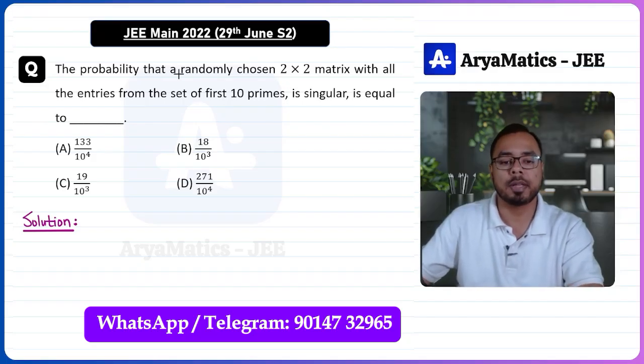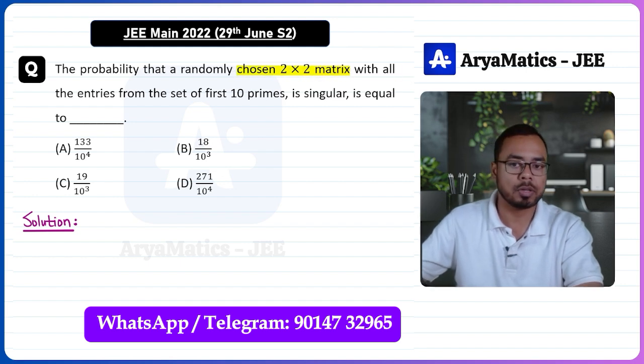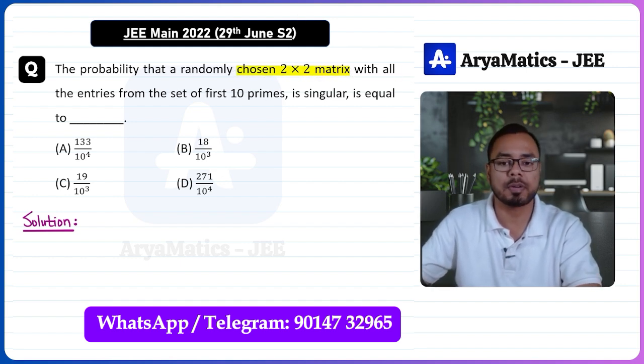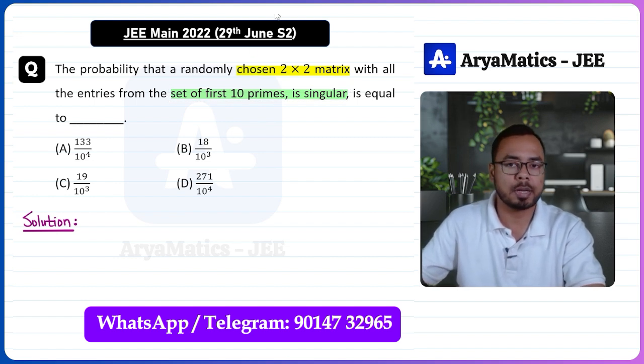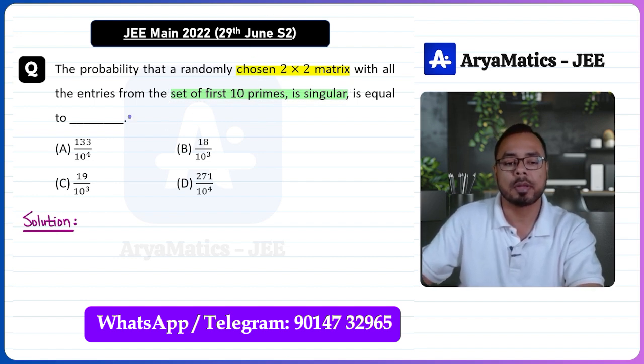Find the probability that a randomly selected 2 cross 2 matrix with all its entries from the set of first 10 prime numbers is a singular matrix, right? Singular matrix means the determinant of that matrix is 0.